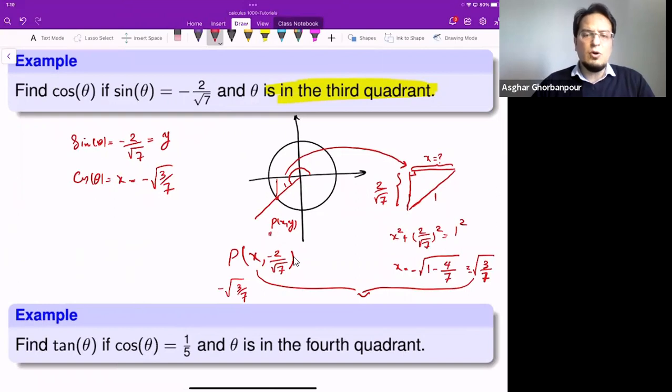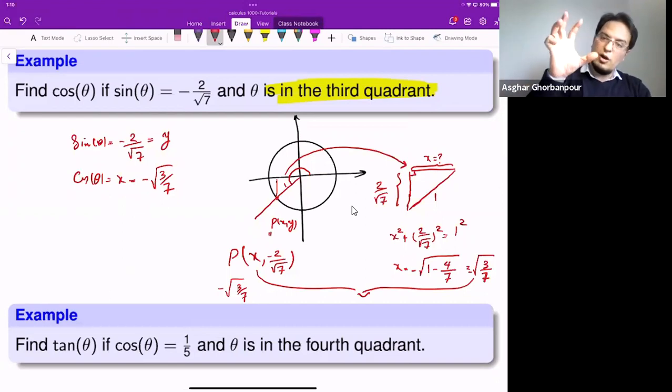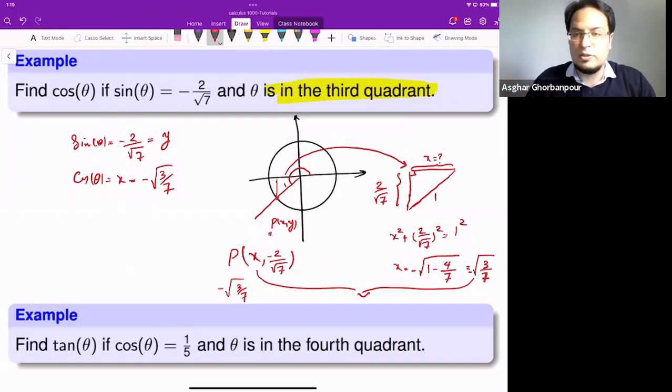Well, you have to always be able to apply this. So first, go to the quadrant and see the given information. Which coordinate does that give me? And then use the Pythagorean theorem, find the other coordinate, use where you are on this quadrant, and then fix the sign of that, and then go from there. When you have the x, y coordinates, you can find all the ratios.